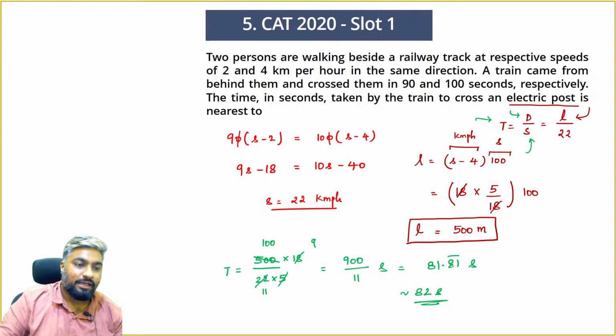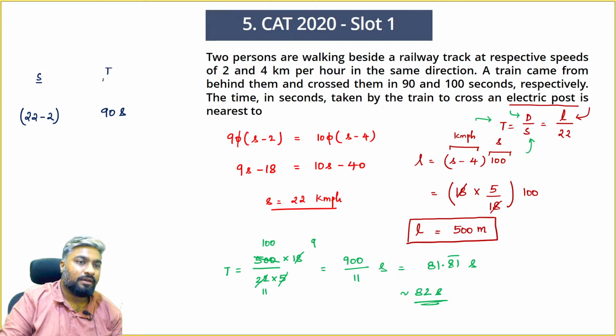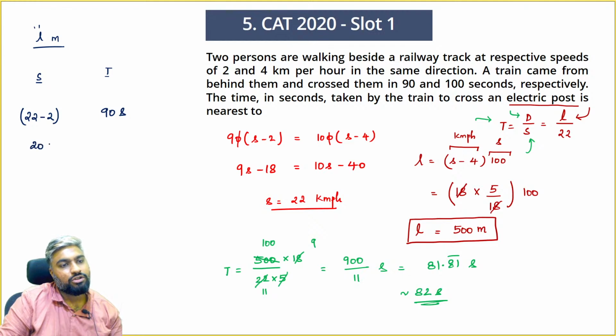Alternatively, if you don't want to continue with this, look, can I say at a speed of 22 minus 2, it took 90 seconds, correct? 22 minus 2, this was the speed, covering its own length, L meters. When the speed was 20 kilometers per hour, time taken was 90 seconds. We need to find out when the speed is 22 kilometers per hour, how much is the time? Do you agree, guys?